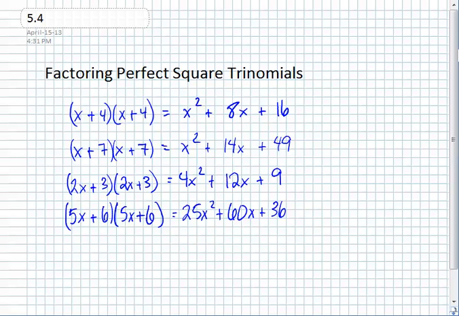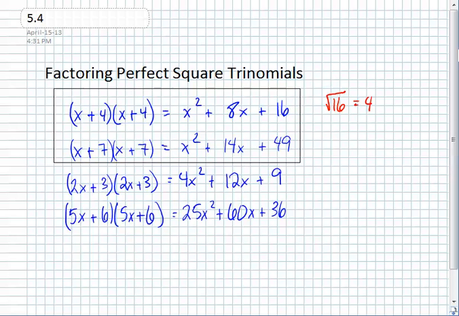Okay, there are 4 different perfect square trinomials on the right there, and their factored products on the left. They're all perfect squares. Just take a moment to see if you can see a pattern. Let's look at the first two at the beginning and see if you can see a connection between the last term and that middle coefficient.